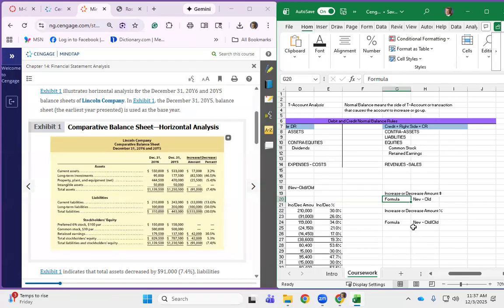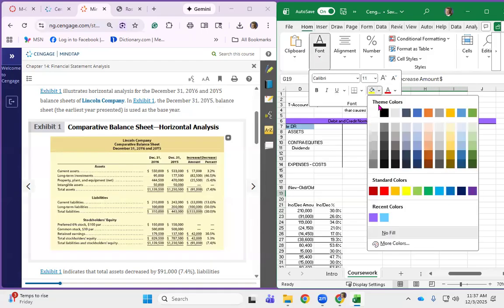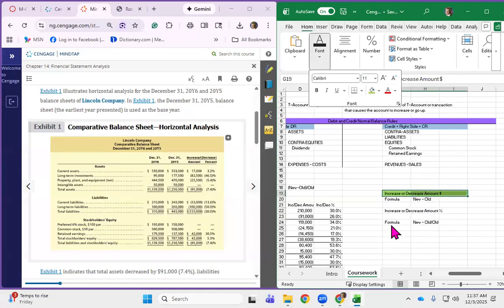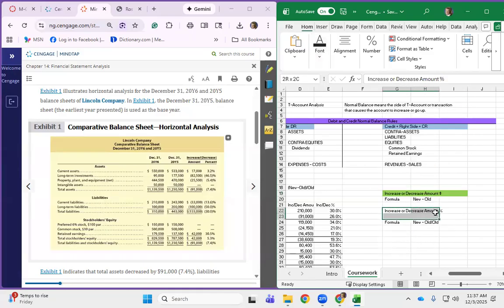So once again, increase or decrease amount. I'm going to highlight this on my screen. And then the formula that goes with it is right below.